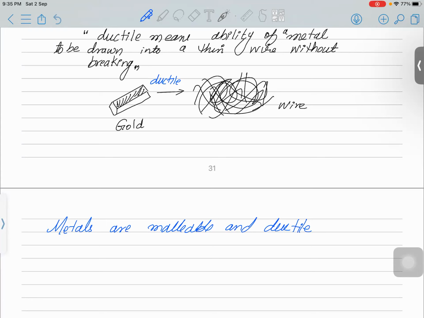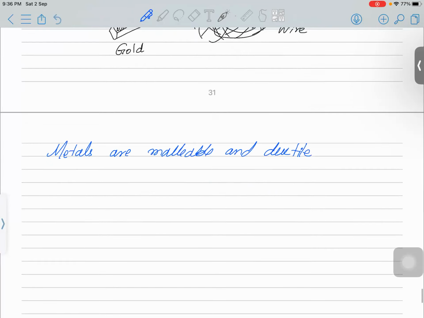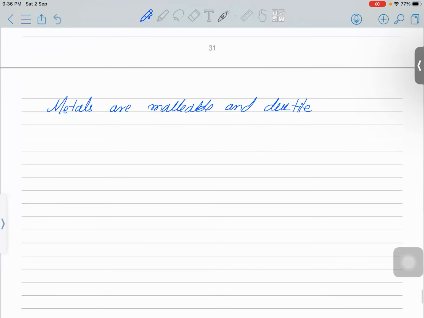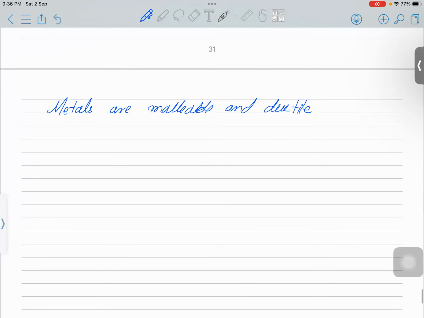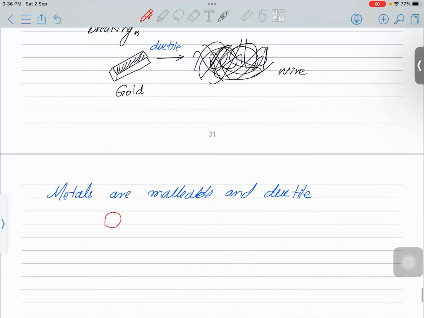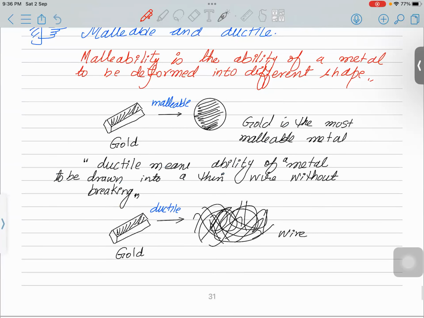Can you tell me why metals are malleable and ductile? Any idea? No, sir. Okay. Sir, can you go out for 1 second? Okay, sir.